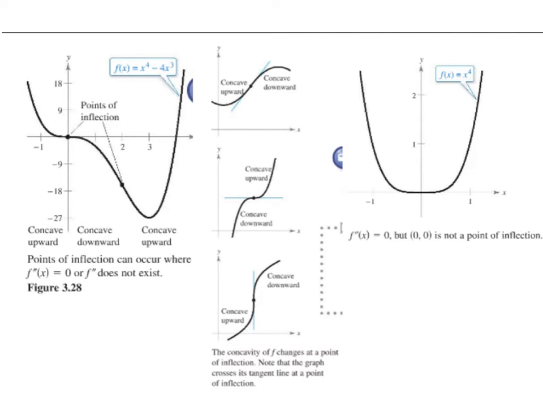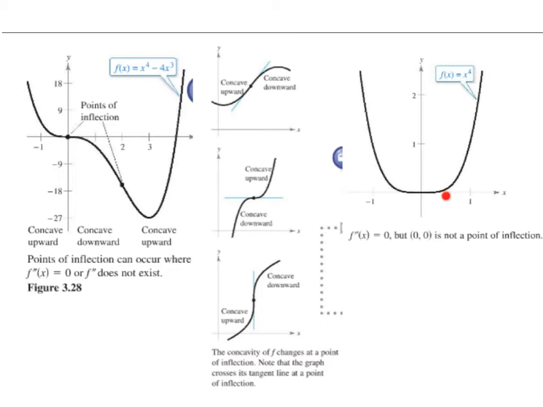All right, so then here you can see this has a tangent line through it, so that would be a change of inflection. This is the tangent of the first derivative. And then here, and then here. Okay, so the second derivative. Notice that the concavity of the function changes at the point of inflection. Note the graph crosses its tangent line at a point of inflection. Okay, and so you can see where the tangent lines are here.